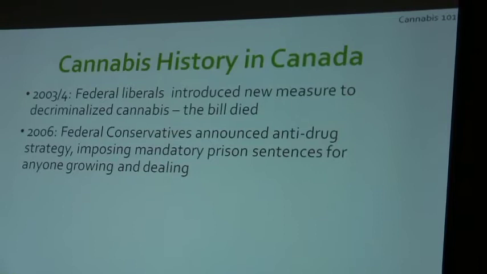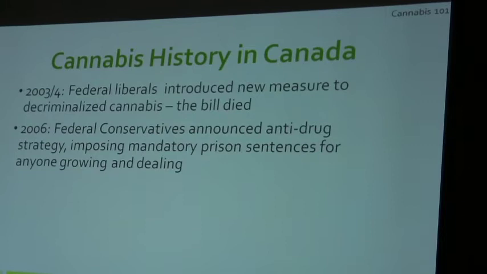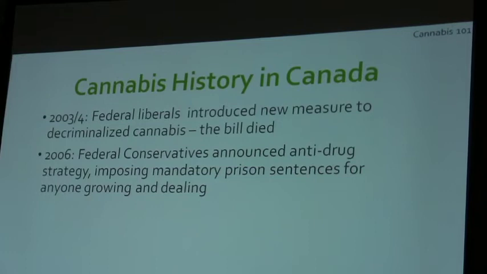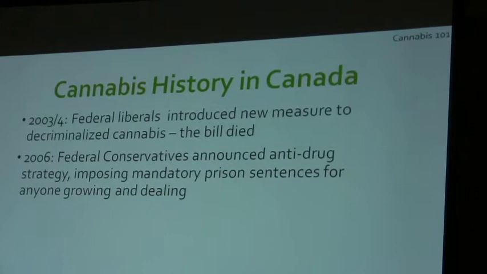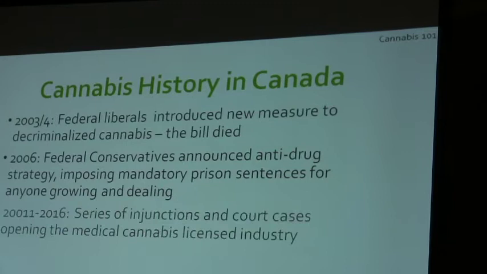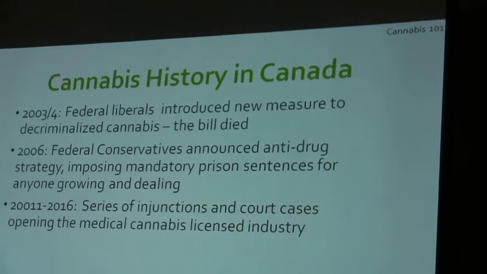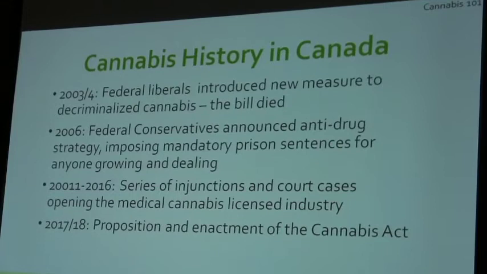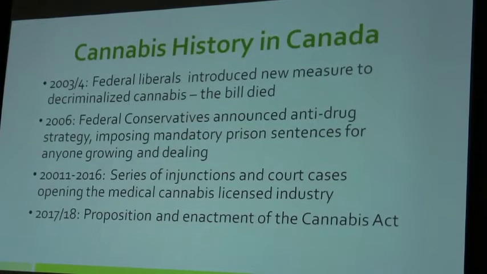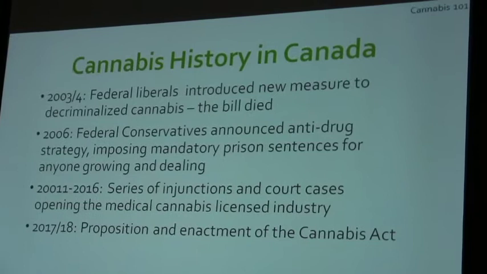2006, we took a little step back from a cannabis perspective. The conservative government did impose a mandatory jail sentence if you were caught growing or dealing the drug, which, without a license, I can see some potential meaning behind that. But from the way everything was going up until that point, that was considered a step backwards. And in 2011 and 2016, again, there were more battles in court over the medicinal use of cannabis, and that leads into where we are today. 2017 was the initial written enactment of the Cannabis Act, where it was put into place in 2018. So there's a bit of history of this plant.